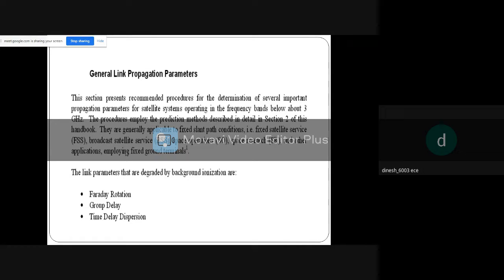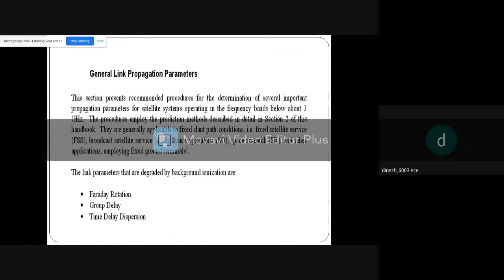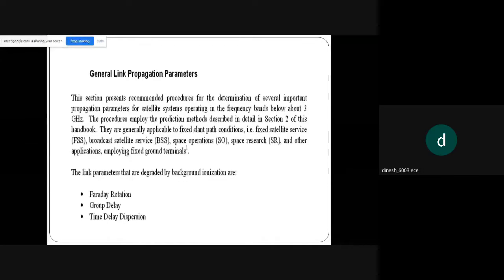The link parameters that are degraded by the background ionization are Faraday rotation, group delay, time delay, and dispersion. This topic presents several procedures for determining several important propagation parameters for satellite systems operating below 3 gigahertz.